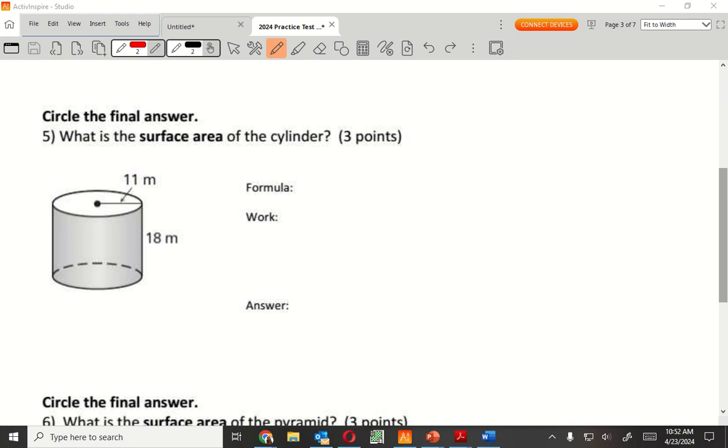Okay. So, right here, surface area of a cylinder. Now, the formula for this one is going to be 2 pi r squared plus 2 pi r h.